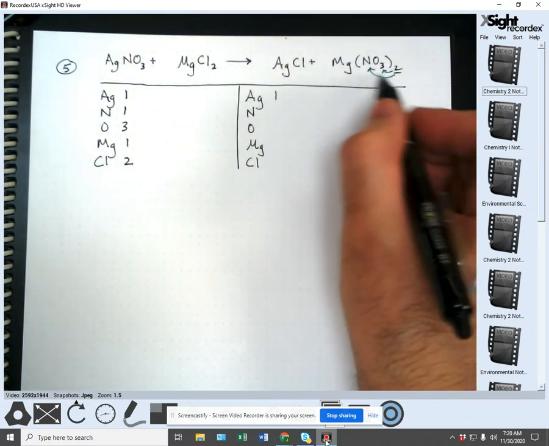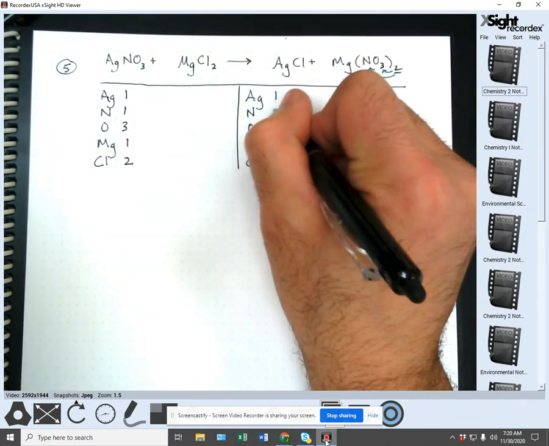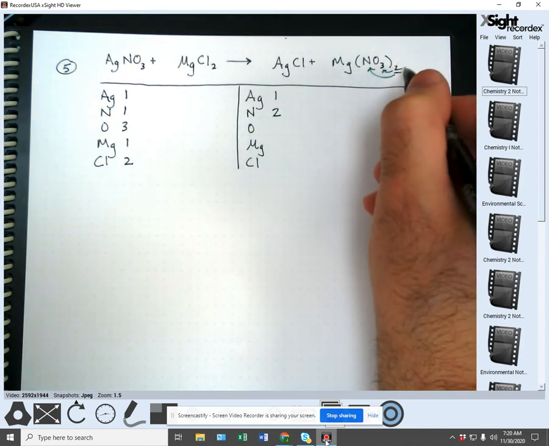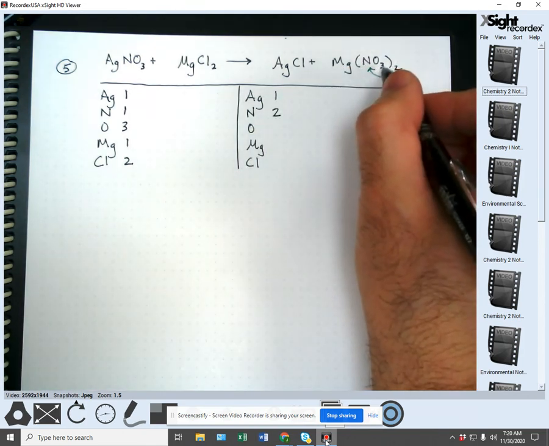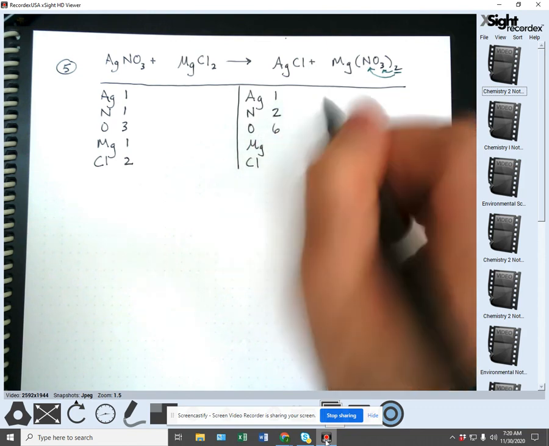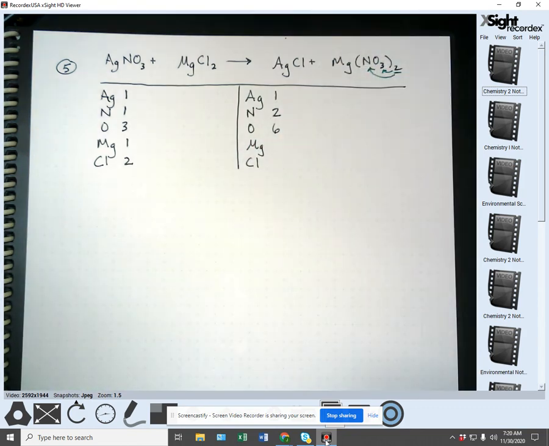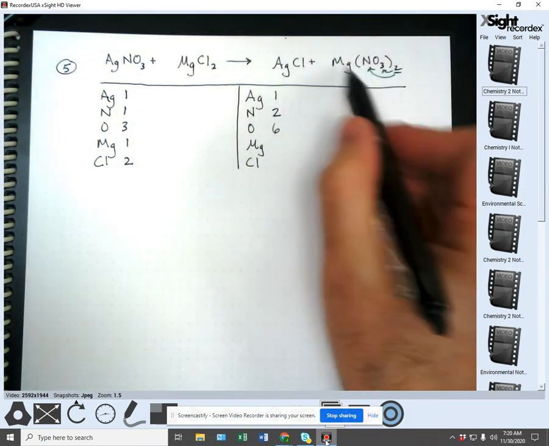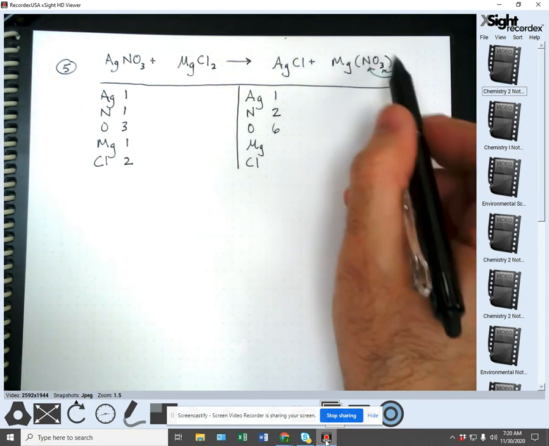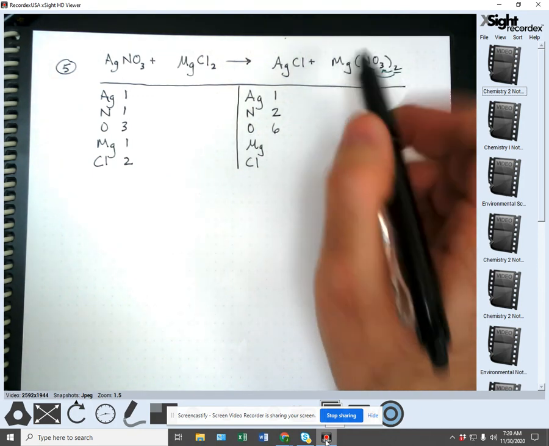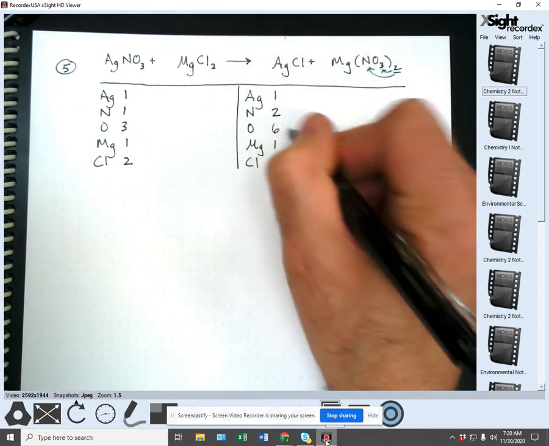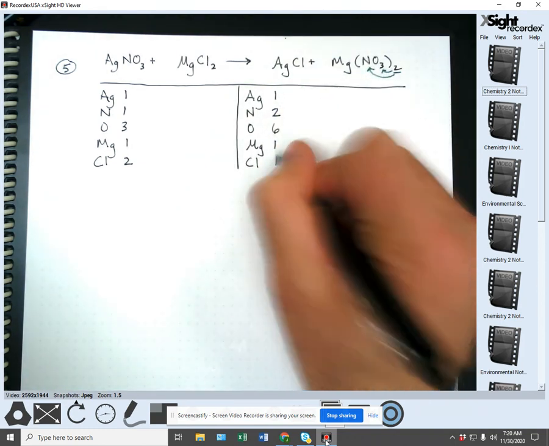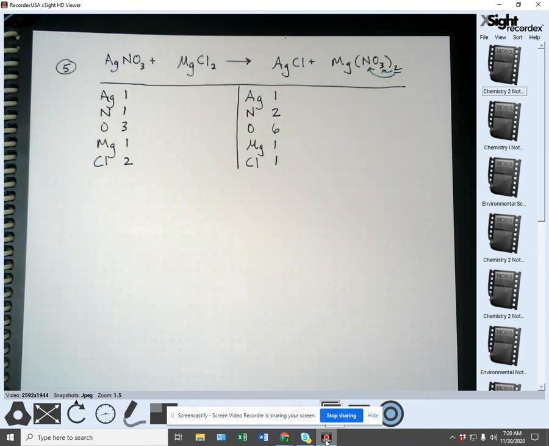So the nitrogen, 2 times 1 is 2 nitrogen. Oxygen, 2 times the 3 gives us 6 oxygen. Magnesium is not affected. The 2 only affects everything inside the parentheses. Magnesium is just 1. And then chlorine, 1. All right, let's do the balancing.